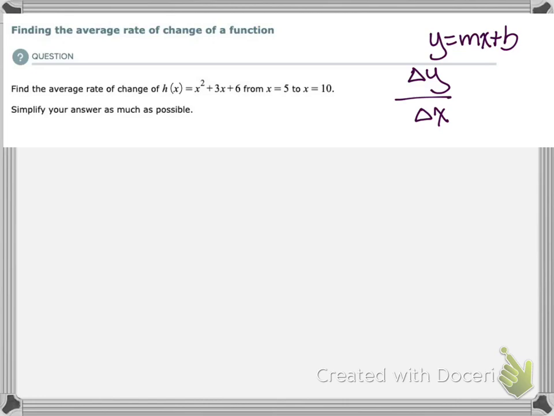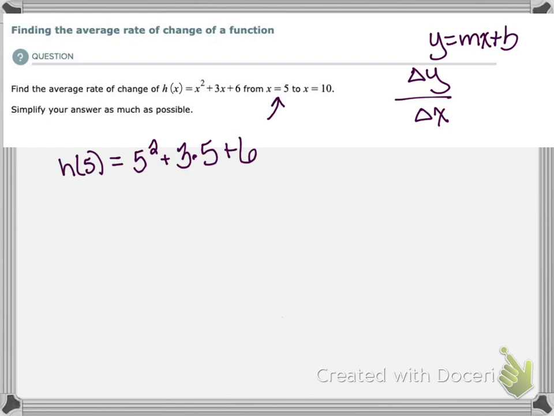to do right now. What you do when you're trying to find the rate of change for a nonlinear function is you are going to plug this x value in to the function. So I'm going to have h of x equals, and I'm actually finding h of 5, and that is going to give me 5 squared plus 3 times 5 plus 6. So I have just taken this 5 right here, and I have plugged it in for x in my function.